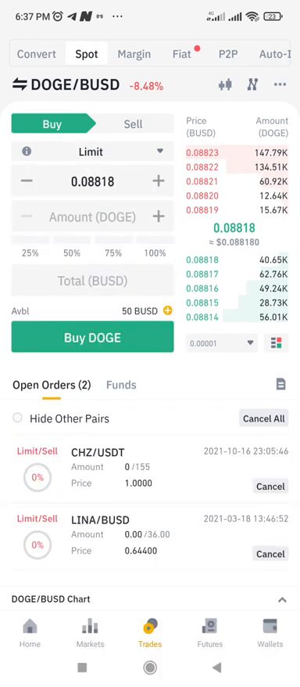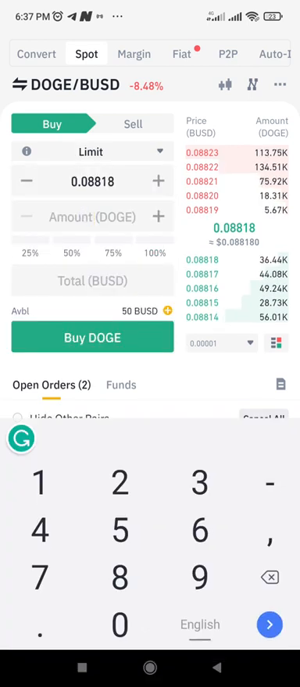The limit section is this. What this means is that you have the opportunity to set the price at your own ideal price. Let's take for instance that Dogecoin is at 0.08 and you want to buy it when it gets to 0.07. You are not in a hurry and probably you've done your technical analysis.